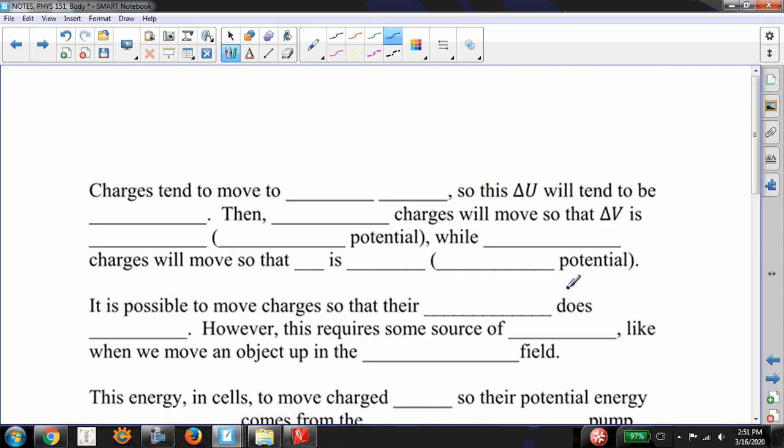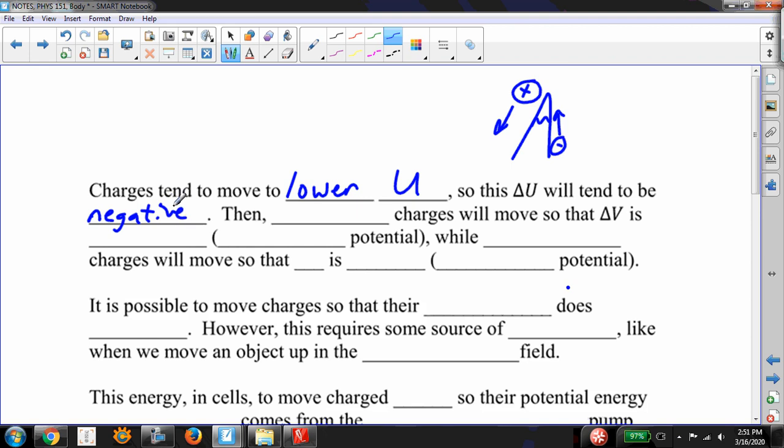Charges tend to move towards lower potential energy. We'll see that come up later. Remember the mountain, if I have a positive particle, it's going to tend to roll downhill. A negative particle will tend to move uphill. So this delta U then will tend to be negative, because I'm moving from a higher potential to a lower potential, say from 4 volts to 2 volts. Then 2 minus 4 would be negative 2. So the delta U would be negative.